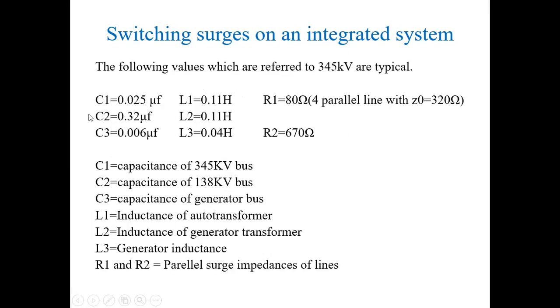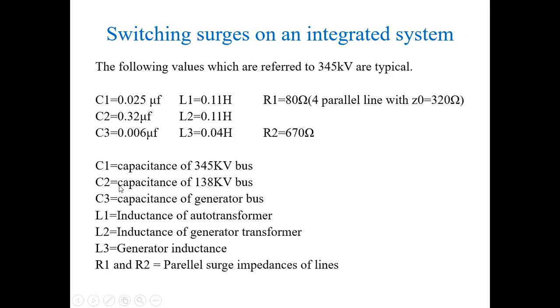And here, these are the values for the capacitance as well as the inductance of the same circuit. This is regarding the 345 kV circuit. For this 345 kV circuit, the value of C1 is 0.025 microfarad and L1 is 0.11 Henry, C2 is 0.32 microfarad and the corresponding L2 is 0.11 Henry, and C3 is 0.06 microfarad and L3 is 0.04 Henry. And the value of R1 is equal to 80 ohms and R2 is equal to 670 ohms.